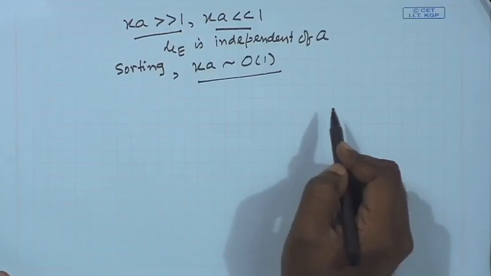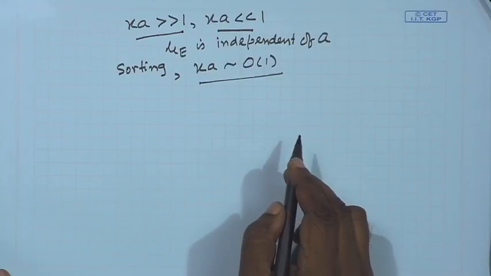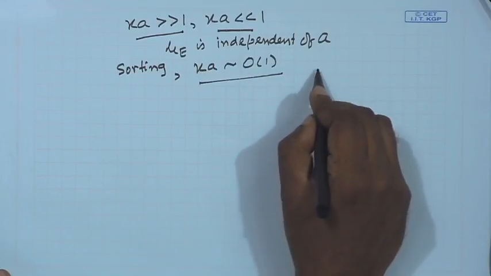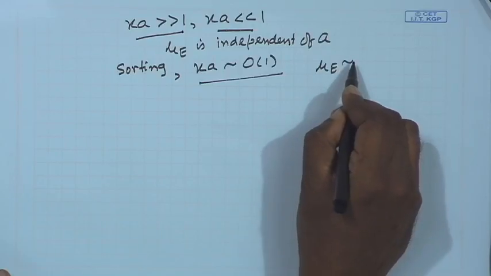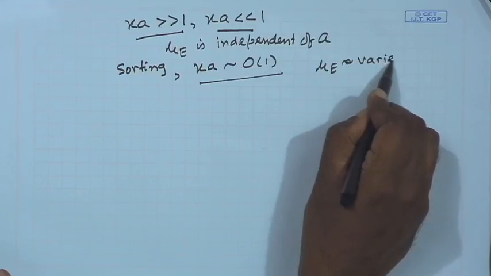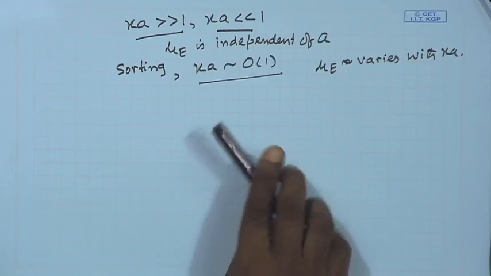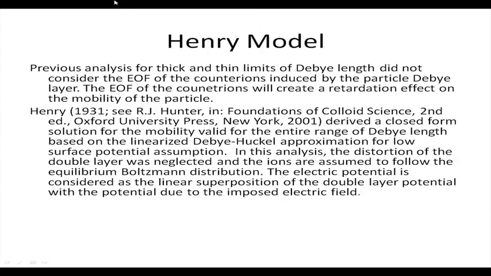So, that is why we now need a formula or an expression for mu e which varies with k. To do that, the first analysis was by Henry back in 1931. Henry's model is a very simple situation.